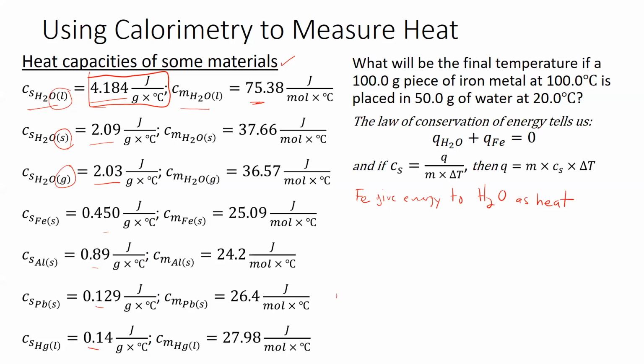What's going on here? Well, iron is going to give off some of its energy. It's at a higher temperature. It's going to strive to get to a lower temperature as the temperature of water goes up, and they're going to wind up at the same temperature. That's one of the key things of calorimetry: at the end of an experiment in calorimetry, everything inside of that coffee cup or whatever insulated container you have is going to wind up at the same temperature.